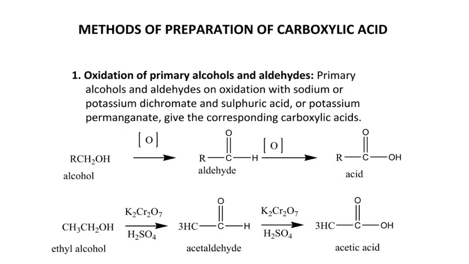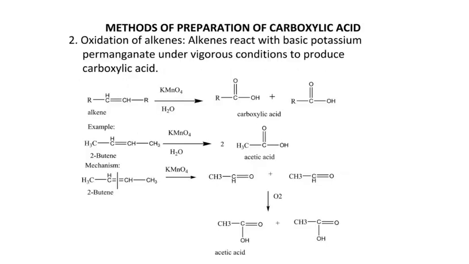Alcohol gives acid. If you take the specific ethyl alcohol, it gives acetic acid. Now, oxidation of alkene. Take the 2-butene, you will get aldehyde. On oxidation, you will get the acid.